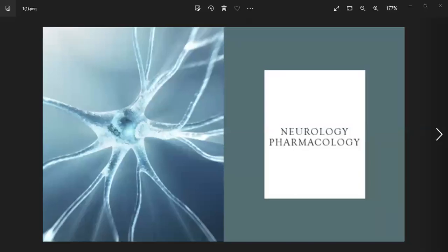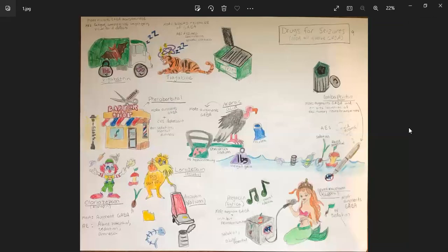Hello, today we're going to be covering the pharmacology for neurology. So we're going to start off with drugs for seizures, and I have grouped these into pictures that all incorporate the same MOA. So this first whole page, all of these mechanisms of action involve GABA, which I always represent with garbage, GABA garbage. So this whole picture here is one big scene.